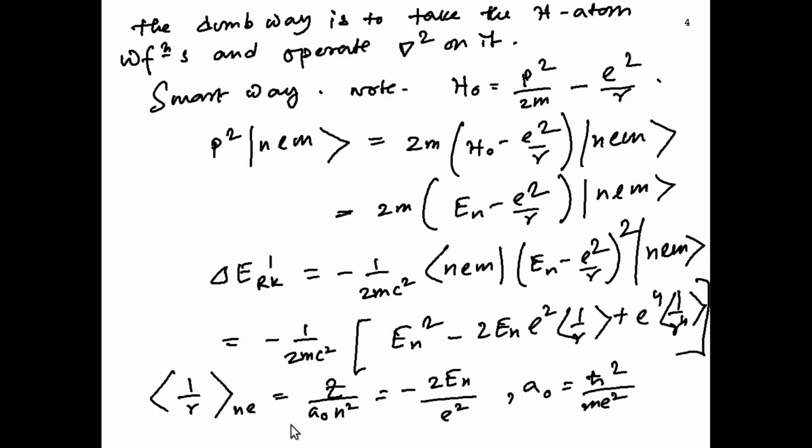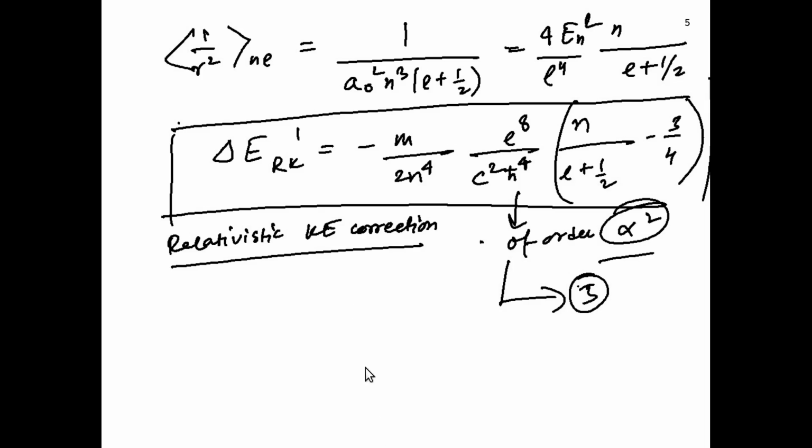But I would suggest you go through this from the book of Griffiths or any other book, or just try by yourself: if you put down the nlm wave function, what is this 1 by r expectation value? So, 1 by r square expectation value you can similarly obtain like that. You plug in these quantities and this is the form you get.